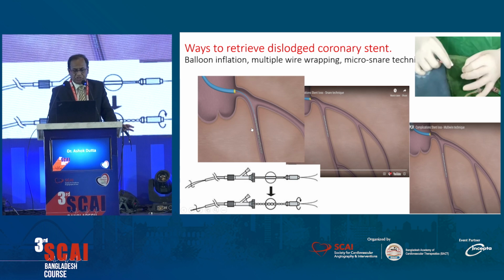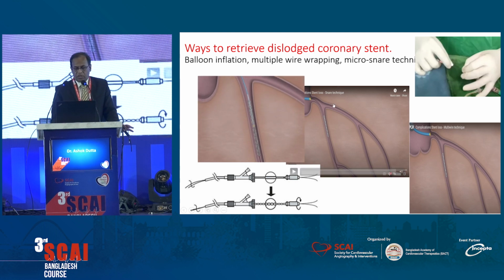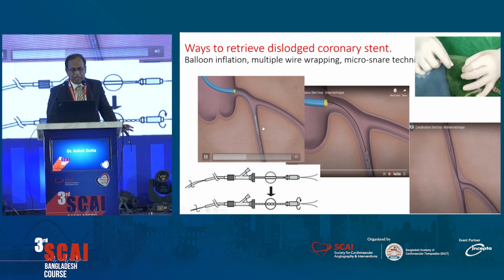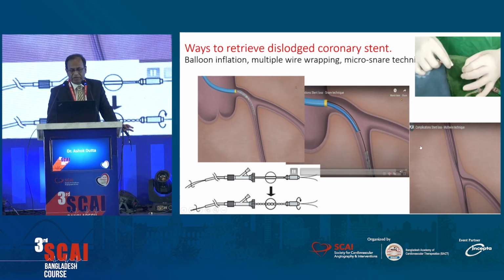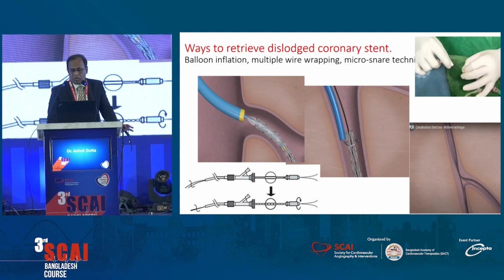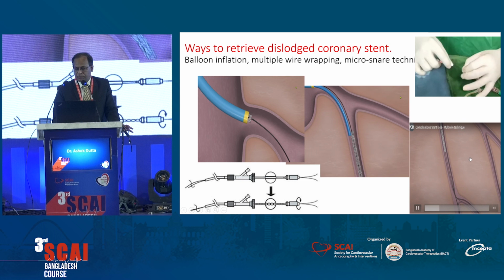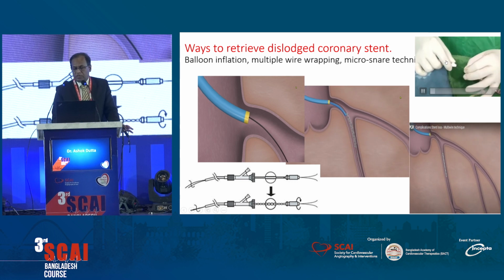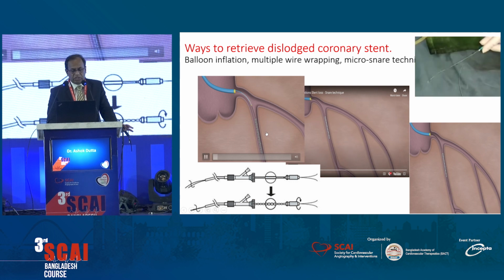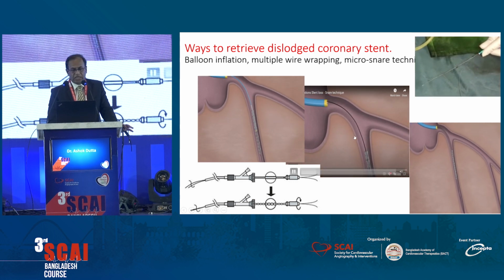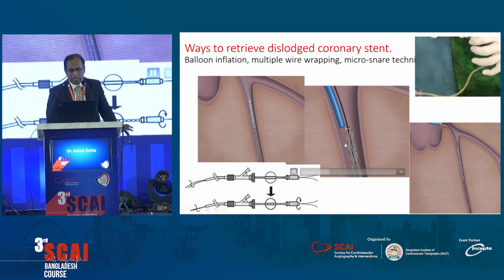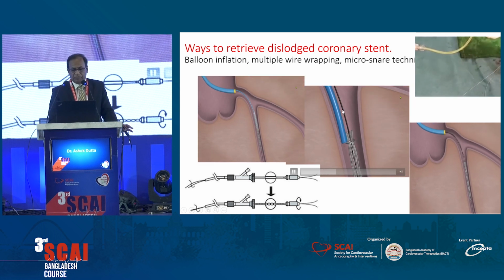So these are 3 small videos that show how to remove it. The first one is the balloon technique, the second one is snaring, and the third one is the wire twisting method. This balloon technique is quite helpful, but snaring is better avoided, especially if the stent is deep in the LAD or LCX, but in the left main it can be tried.